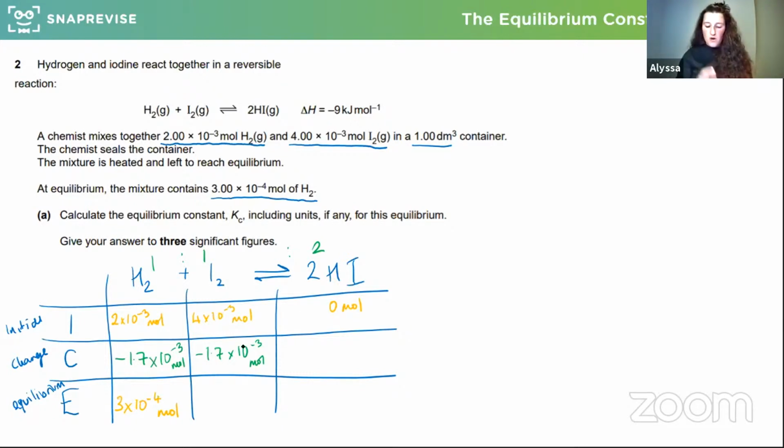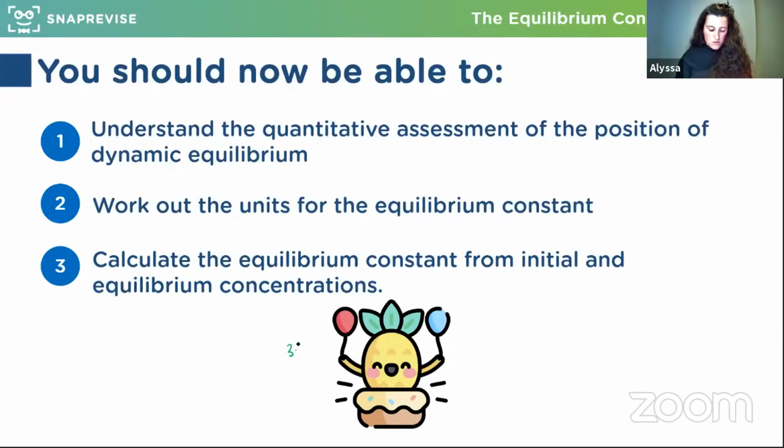It's a 1 to 1 to 2 ratio. So if we've used up 1.7 moles of hydrogen, good, well done, fantastic. We must have produced twice as much HI. So that's, oh no, sorry guys, I pressed a button without meaning to.